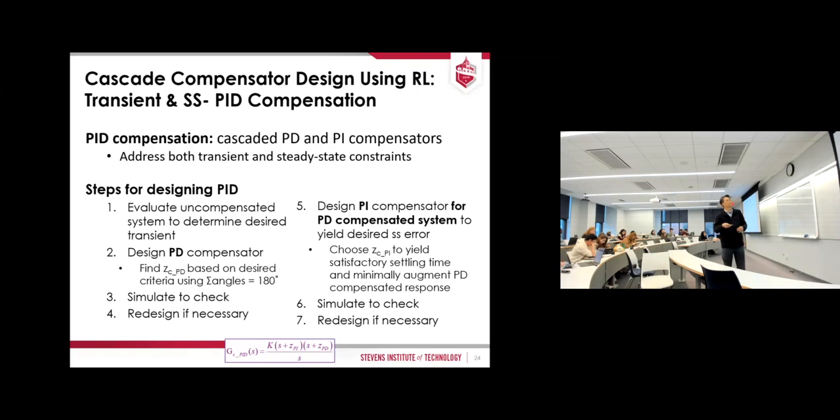How do we do it? We choose the Z to yield a satisfactory settling time and minimally augment the PD-compensated response, okay? So you can do that. That's your project too, PID and lead-lag, okay?